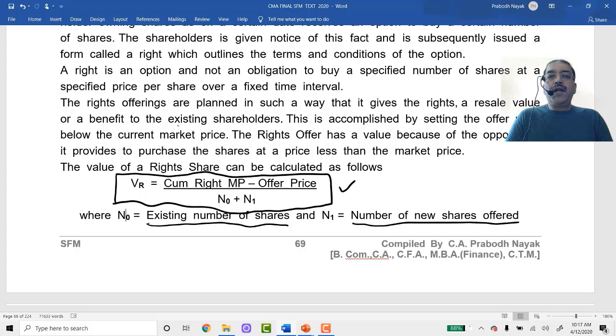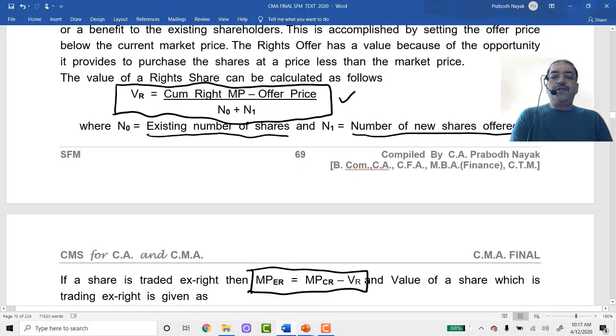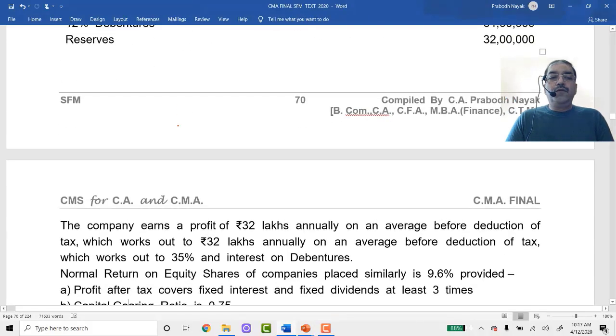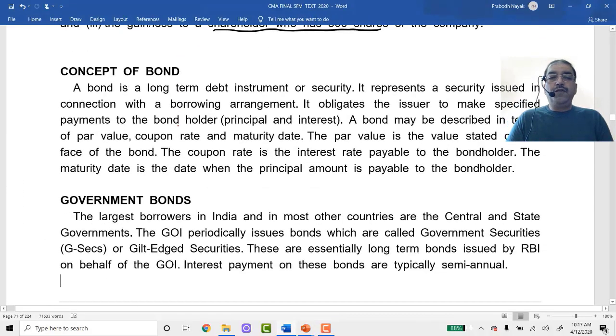Second formula was what? Theoretical post-rights market price, ex-rights, excluding the rights, is equal to market price cum rights, including the rights, minus VR. VR is what you have calculated here. So I'm going to make use of this now in question number 6.